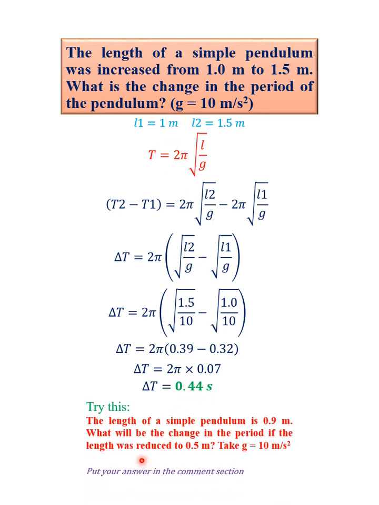Now try this simple one that says the length of a simple pendulum is 0.9 meters. What would be the change in the period of the pendulum if the length was reduced to 0.5 meters? Take g equals 10 meters per second squared, and please put your answer in the comment section.